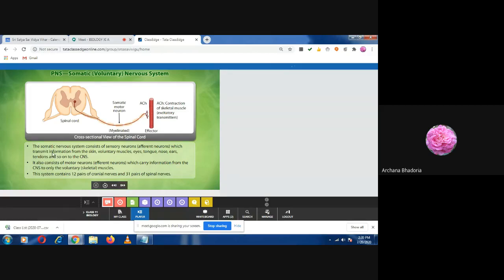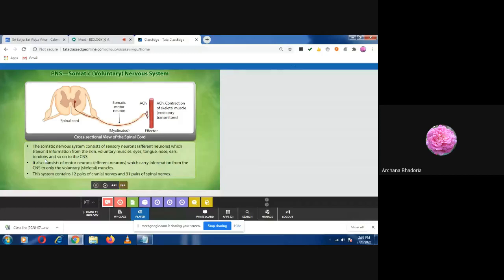Are you remembering what tendons are, children? Anyone? Tendons? They connect muscle to bone. Tendons and ligaments. Correct. They join muscle to the bone. Very good. It is a connective tissue. Tendon is a connective tissue joining muscle to the bone. Very good. They are the connective tissues.